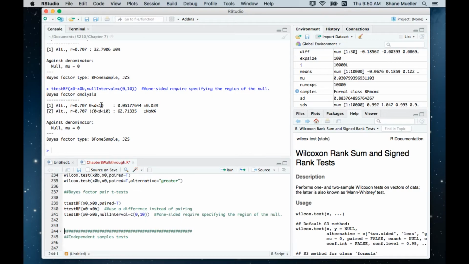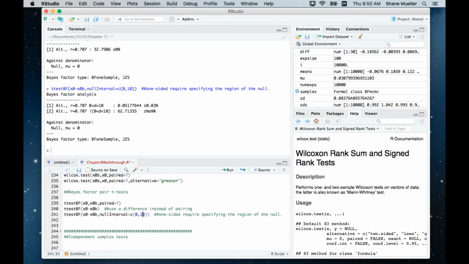This is the one tail test, and the evidence for the null is very weak. It's 1 in 20, which is very strong evidence against. The evidence for the alternative is very strong. It's now 60. So we can gain even more power by coming up with a region that we think would be reasonable. Now I picked 0 to 10 because there's really nothing less than 10 that's going to happen. But I haven't figured out a way if you can actually specify an infinite range.